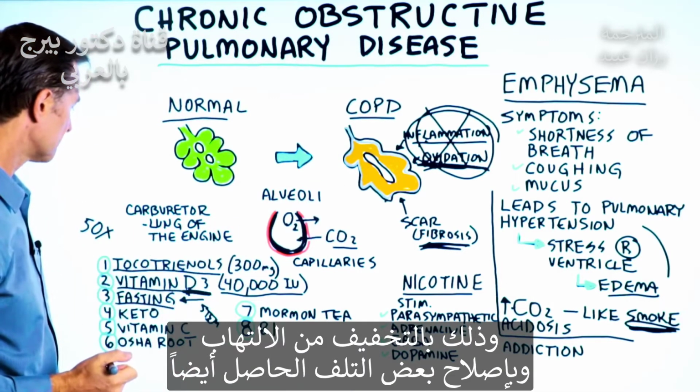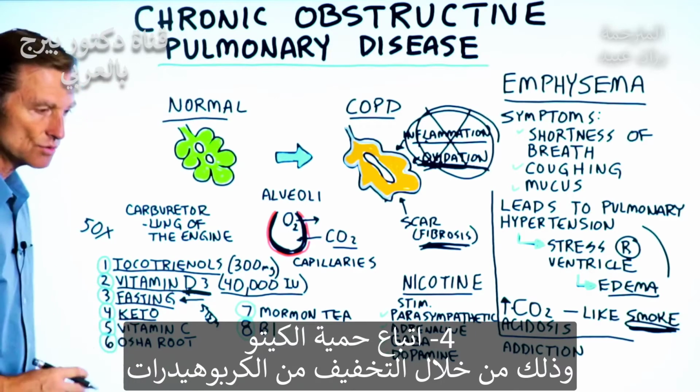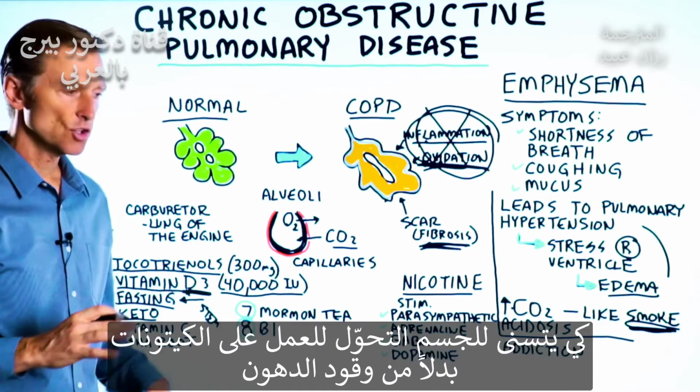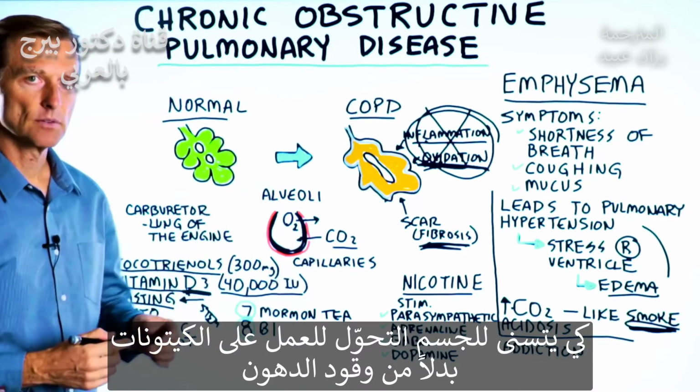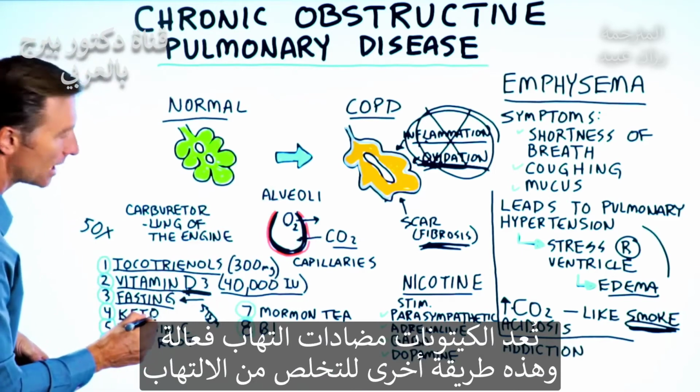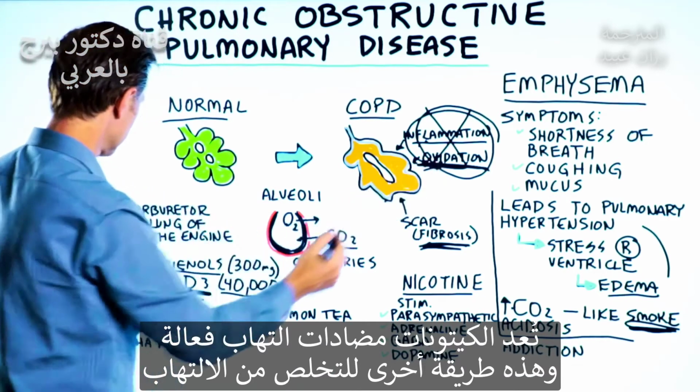Number 4, keto. The way you do keto is you drop your carbohydrates, and then your body starts to switch over into ketones from fat fuel. Ketones are very anti-inflammatory. Again, another way to drop inflammation.